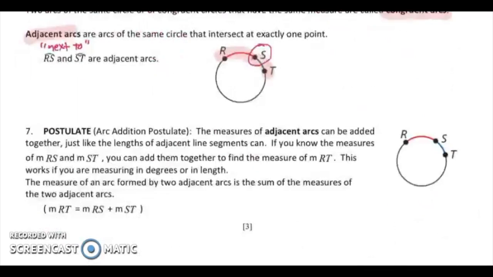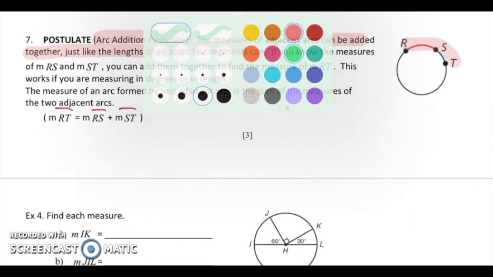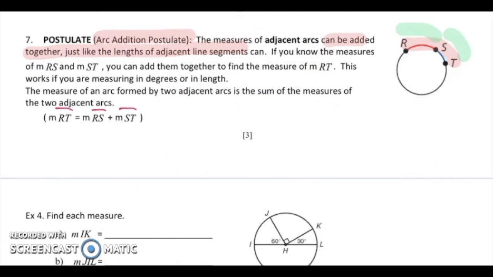So the next thing we're going to talk about is the arc addition postulate. And just like segment addition or angle addition, this says that we can add arc lengths together just like the lengths of adjacent segments. So if I want the measure of, and my arc symbols got erased here, arc RT, I could add together arc RS plus arc ST because those are adjacent arcs that share an endpoint.